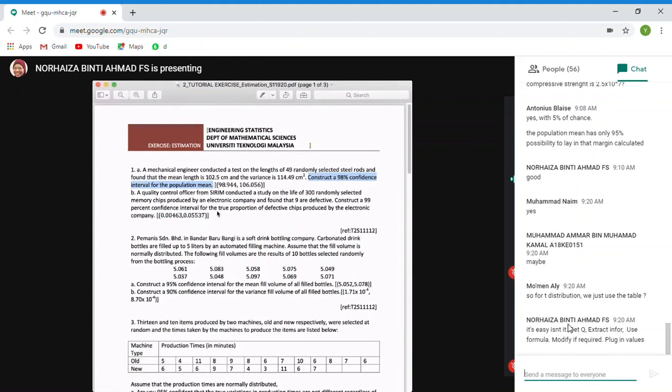From the question, you know which parameter you're being asked. Here it clearly shows population mean. What about this one? For 2B, construct a confidence interval for the field volume variance. So the measurement here is variance, which means this is sigma squared. So a 90% confidence interval for sigma squared. We haven't done this yet, we'll go through it. The confidence interval for variance is different from the mean.